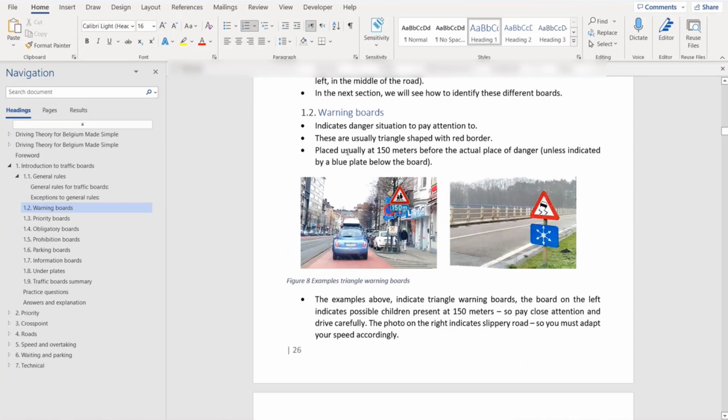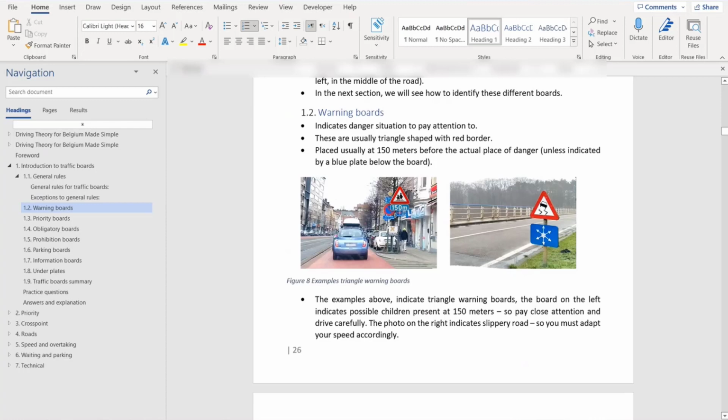So why is it placed 150 meters before the danger place? To make you aware that there is something 150 meters ahead, and if you're not careful, then it might result in an accident. So that's why it's placed at 150 meters. So you should remember this. Warning boards are placed by default 150 meters before the actual place of danger, right?